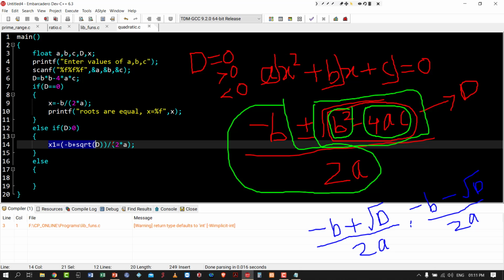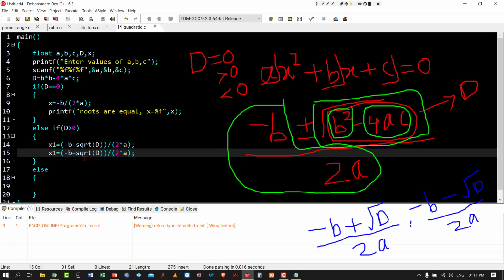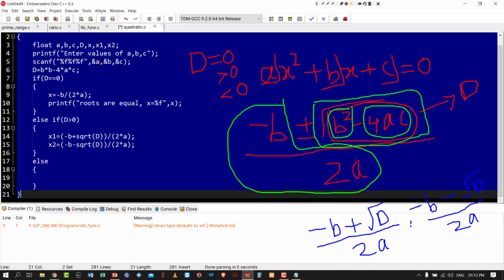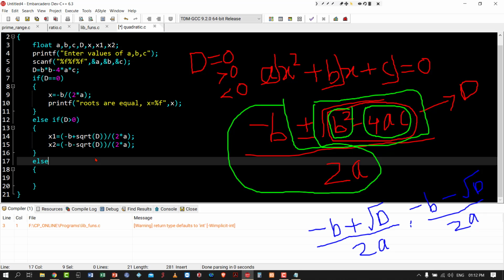Similarly, just copying this. What will be x2? It will be minus b minus SQRT, so this will be minus b minus SQRT by 2 star a. You declare two more variables, x1 comma x2.